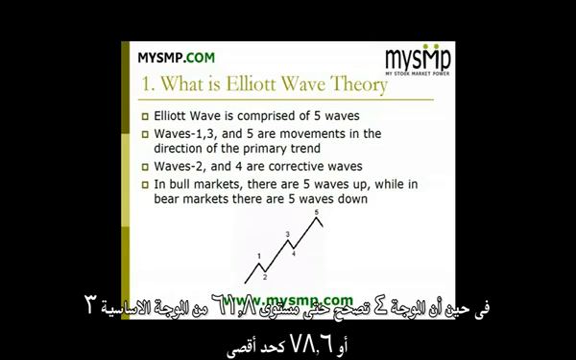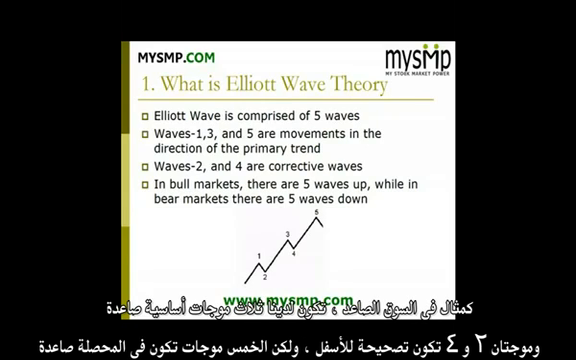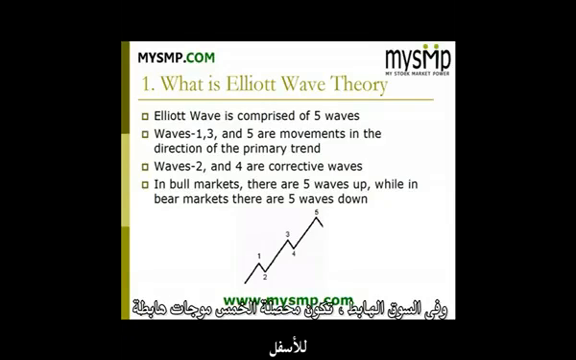Whereas if wave 4 retraces 61.8% or 78.6% of wave 3, odds are wave 5 is going to have a little trouble. To sum this up, in bull markets you have 5 waves up, because although 2 and 4 are corrective, there are still 5 waves going in the primary trend, which is up. And in bear markets, you have 5 waves down, which means there are 5 waves going in the primary trend of a downward or bearish move.